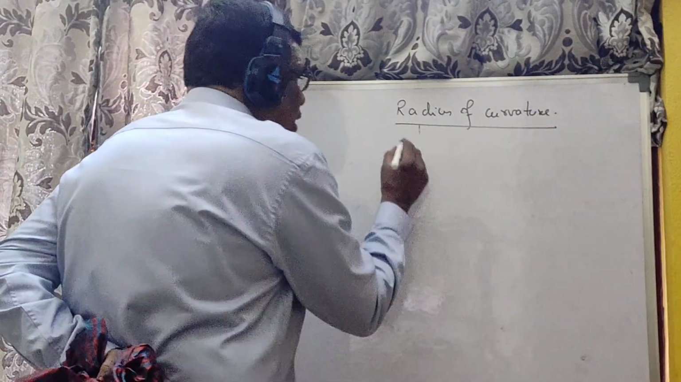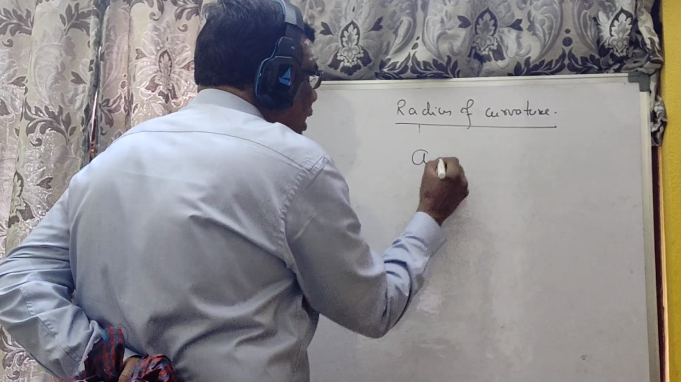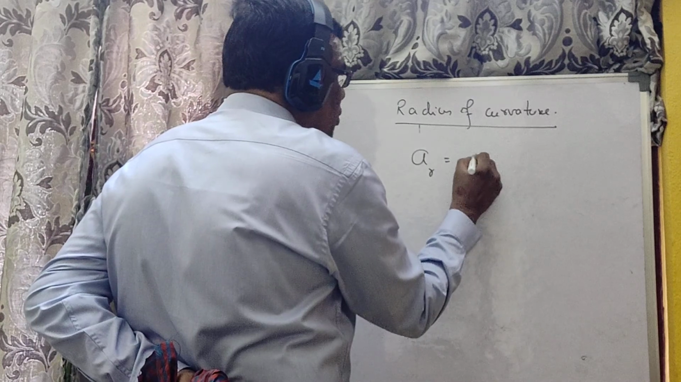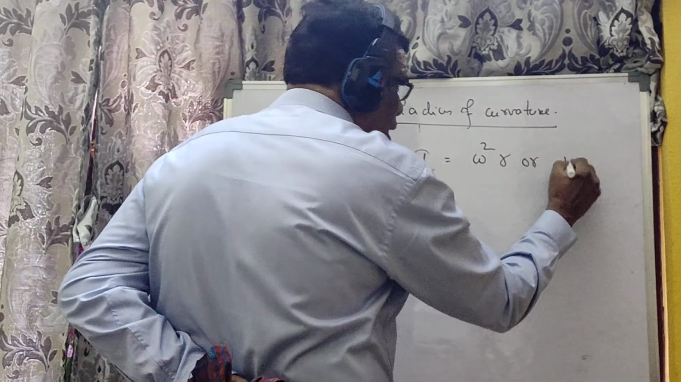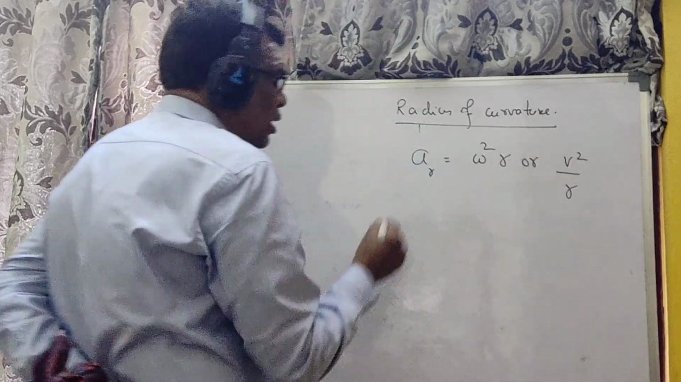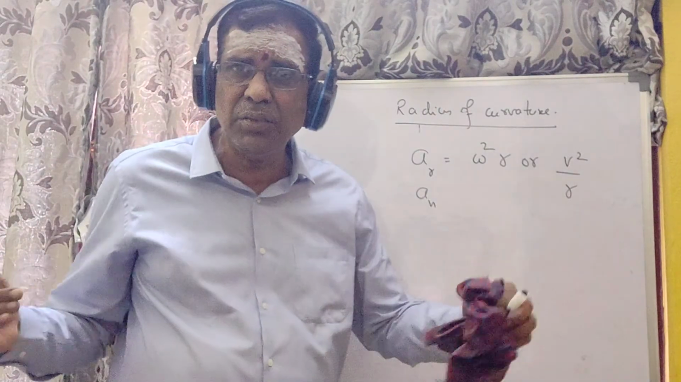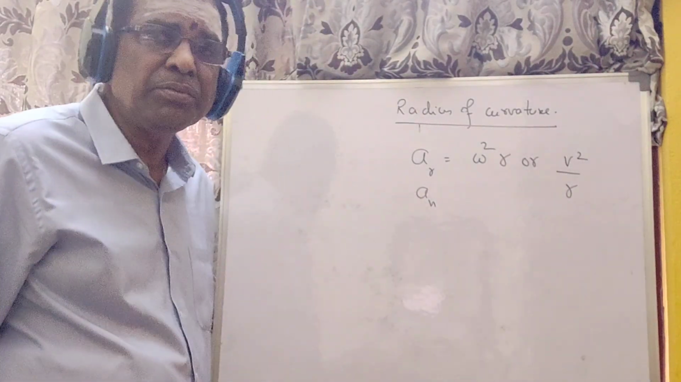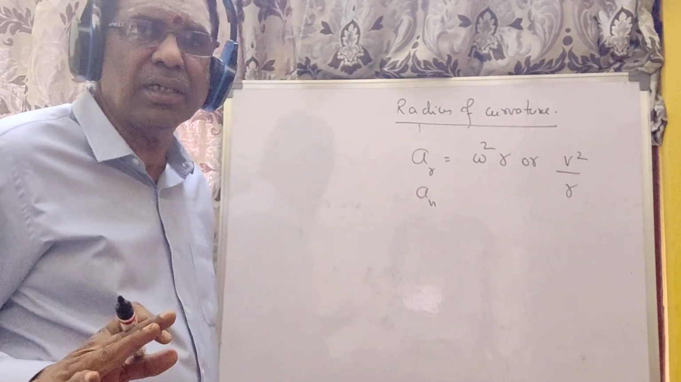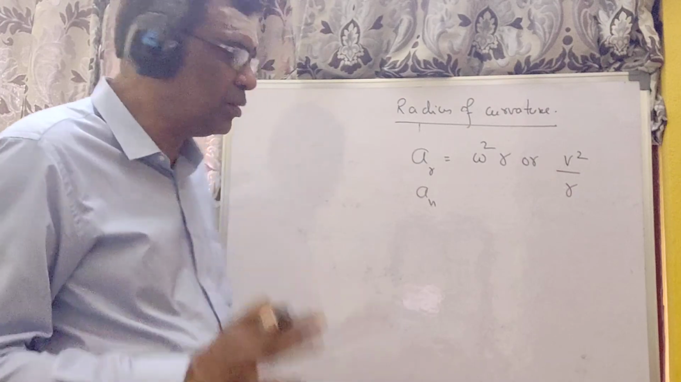Now, whenever you want to get the radius of curvature, the radial acceleration, you take the magnitudes: omega square r or v square by r. Sometimes this is called normal acceleration because it's perpendicular to the tangent, okay? But it is always directed towards the center. Wherever you come across it, you have to look at it this way only.